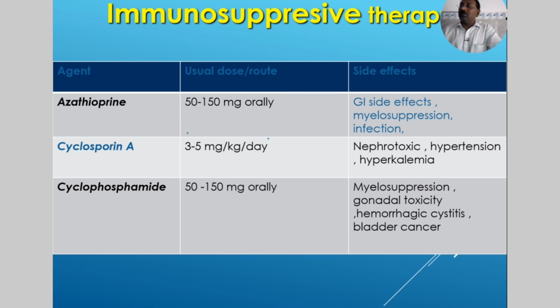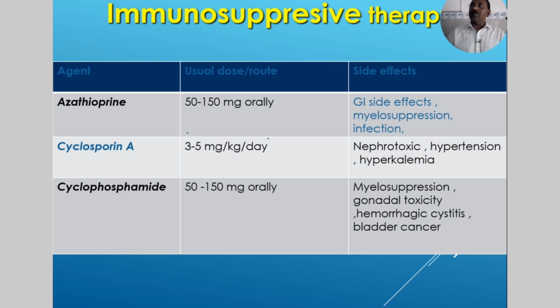So azathioprine, as I told you, has side effects: myelosuppression and infection. Usually I use 50 milligrams OD. Some people, when they are very obese, I use 100 milligrams OD. Cyclosporine is nephrotoxic, and cyclosporine-induced hypertension is also there.